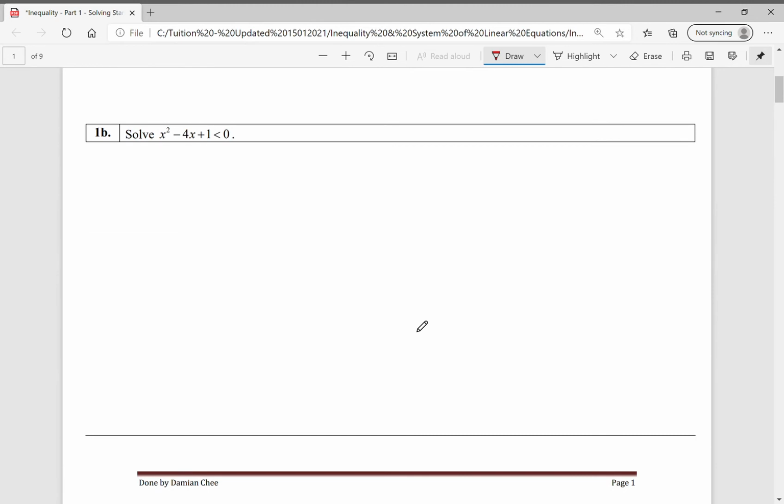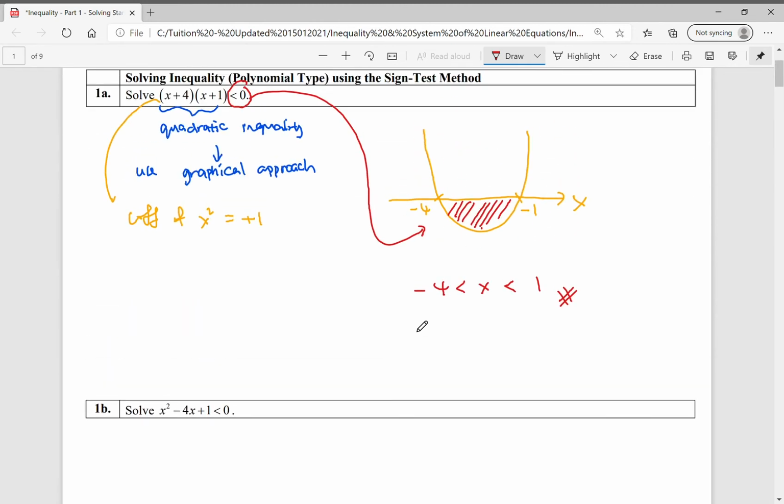So anyway, let's take a look at question number 1b. As I said, another quadratic inequality. So what is the difference between 1a and 1b? For 1a, the quadratic expression is factorized for you nicely already. For 1b, as you can see, it is not factorized.